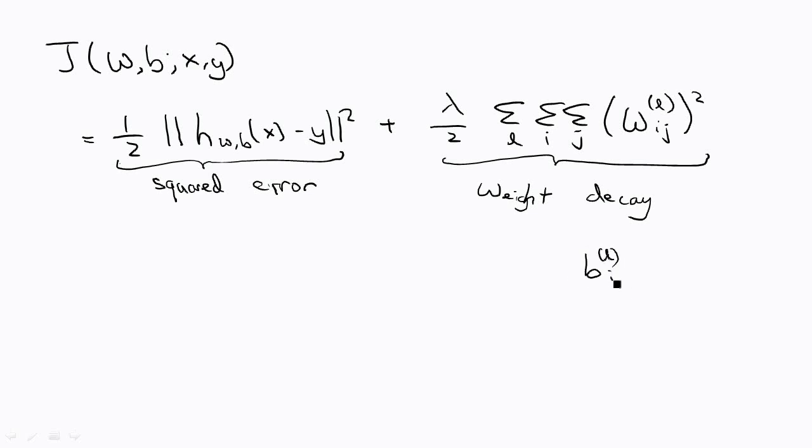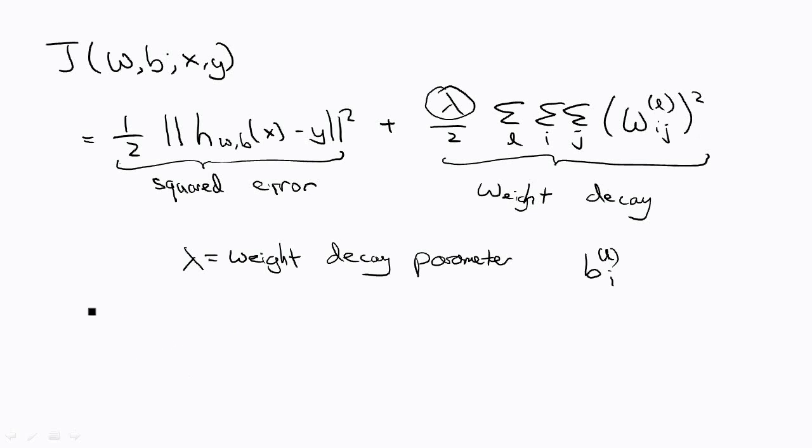Although it turns out that even if you were to do so, in practice it only makes a small difference to your results. And just to wrap up this description, lambda, this term up here, is what I'm going to call my weight decay parameter. What lambda does is it controls the trade-off between the two goals: minimizing squared error versus the second goal of trying to keep the magnitude of the weights small.